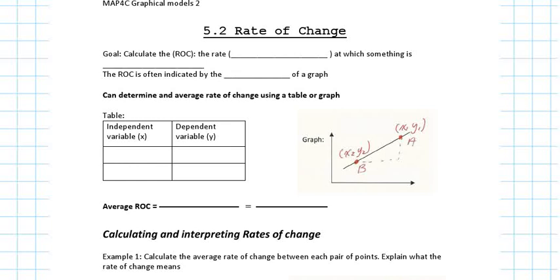Okay, so I'm not gonna be writing rate of change every single time. I'll be writing ROC. Okay, so to calculate the ROC, which is the rate of change, which is how quickly, so the rate at which something is changing.